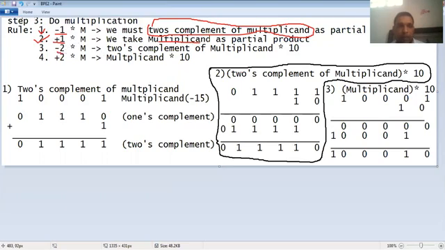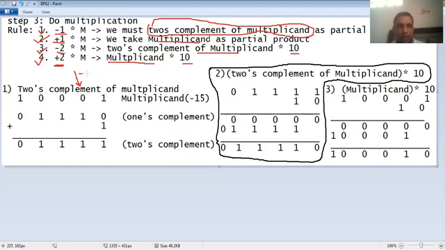If recorded multiplier bit is minus 2, then I have to take 2's complement of multiplicand, and then I have to multiply by 10. In the fourth case, if recorded multiplier bit is plus 2, then I have to multiply the multiplicand by 10. So I have demonstrated these different cases here.